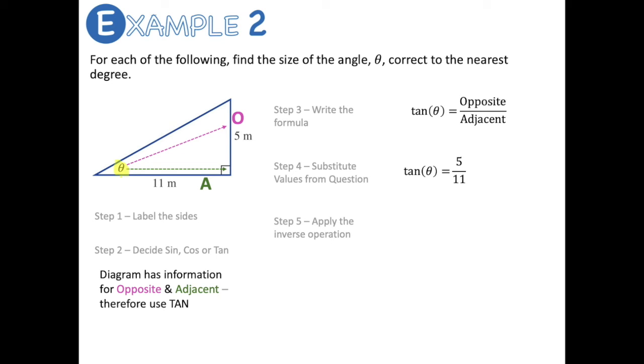So apply my inverse operation. So my theta angle is going to equal the inverse of tan 5 over 11. So putting that into my calculator, it is going to equal 24.44 degrees, which is rounded to 24 degrees. So my missing angle in my question is equal to 24 degrees.